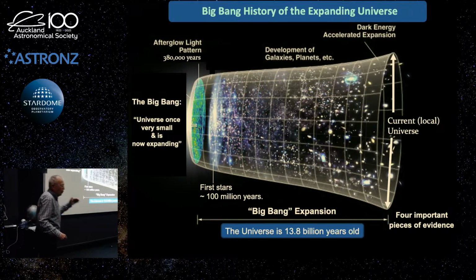There are what they call the four pillars of evidence for the Big Bang, that the universe is expanding. One is that Hubble discovered all the distant galaxies are all traveling away from us, and the further they are, the faster they are. That's point number one.